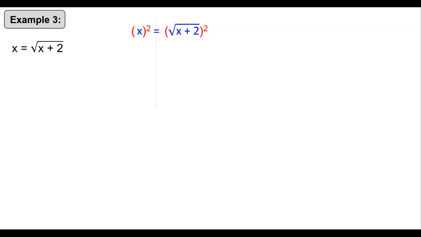But this is going to look different, so please pay close attention here. Okay. The left side, x squared, is just x squared. On the right side, the square root and the square cancel out, and you're left with x plus 2. Now, check this out.